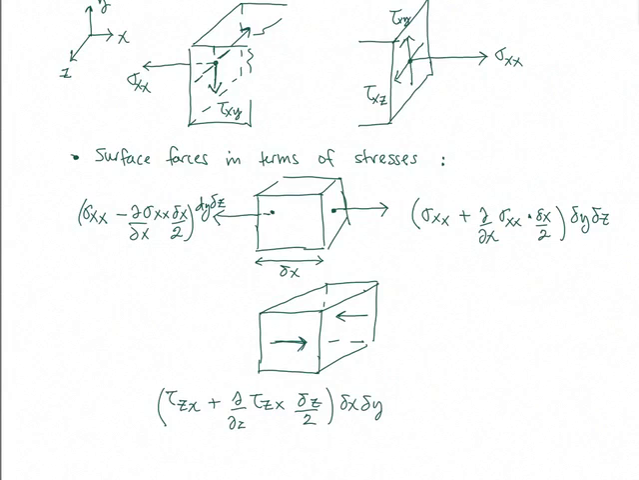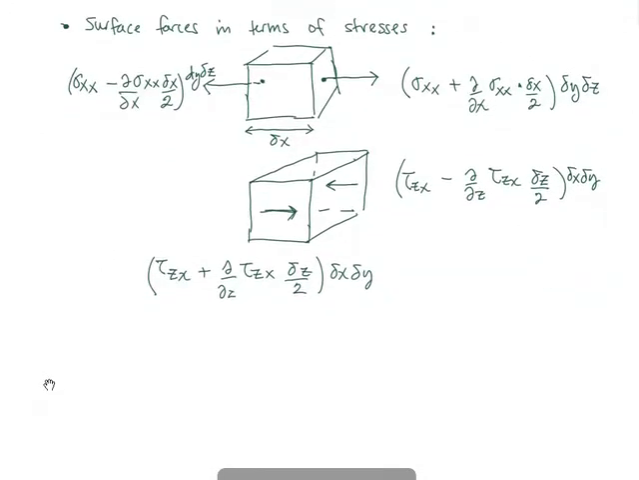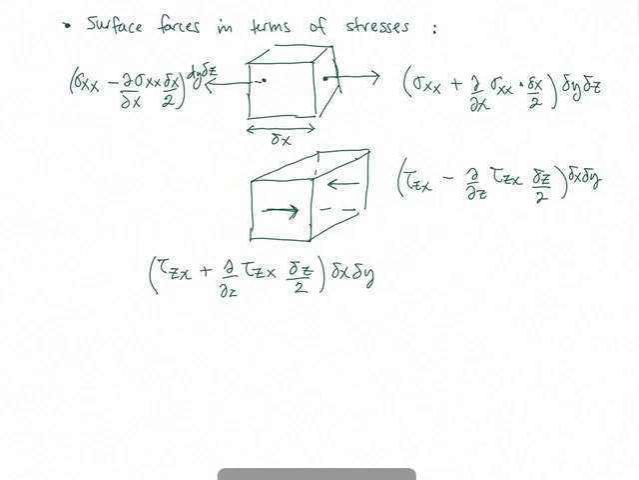The one in the back is going to be tau zx, notice I've drawn it in the positive direction, minus the variation, which is d dz of tau zx, and the distance between the center and that face, which is dz half, and all multiplied by the element of area, which is dx and dy. So there I've drawn the two contributions to the force in the x direction due to the surface stresses, tangential on the front face and the back face of that cube.